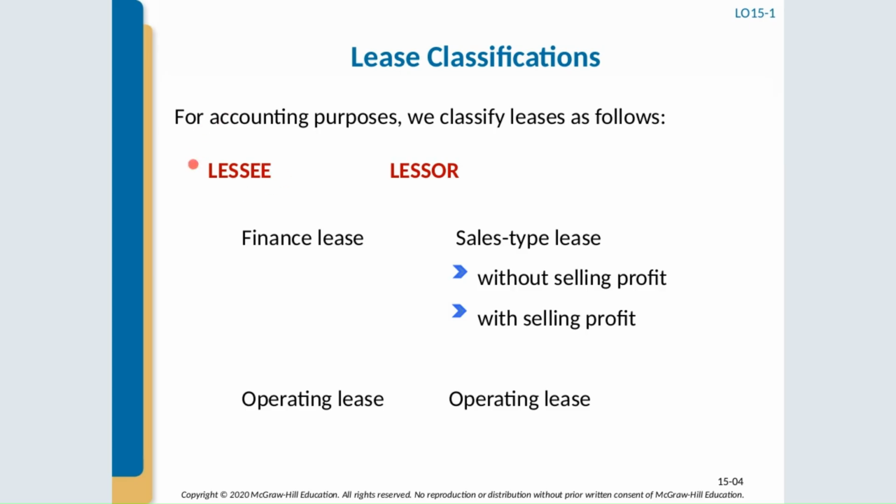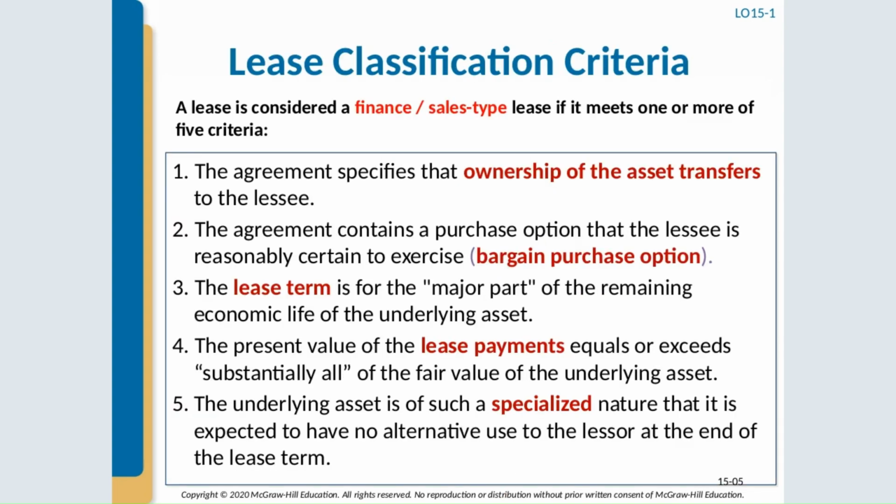From the lessee side, we have two types, which is the finance lease and the operating lease. From the lessor side, we have a sales type and operating lease. Sales type is subdivided into without selling for profit or selling for profit. Okay, so we can see the different journal entries when we have two different types.